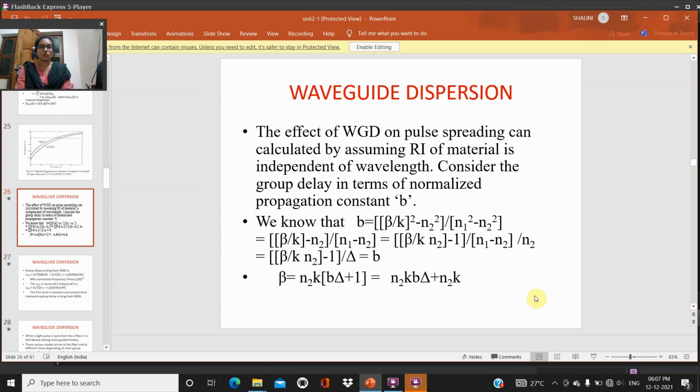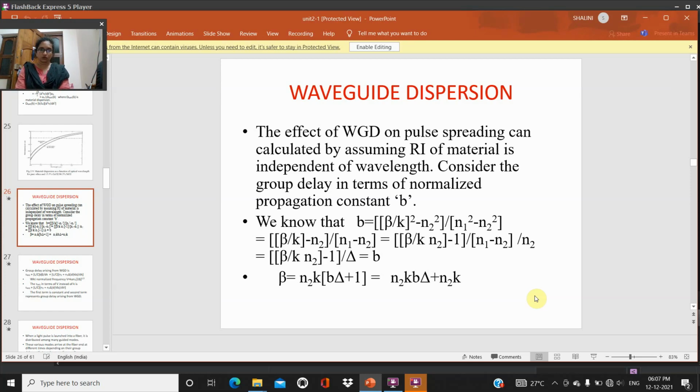Waveguide dispersions. So, what is waveguide dispersion? The effect of waveguide dispersion on pulse spreading can be calculated by assuming the refractive index of the material is independent of wavelength. Consider the group delay in terms of the normalized propagation constant b. Here, from the normalized propagation constant, we know the effective refractive index, n effective, is equal to beta by k, which is considered as n1.